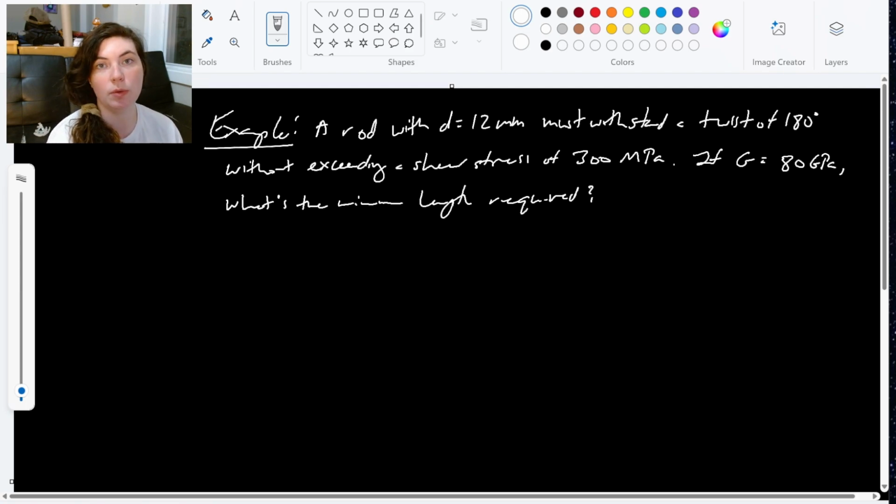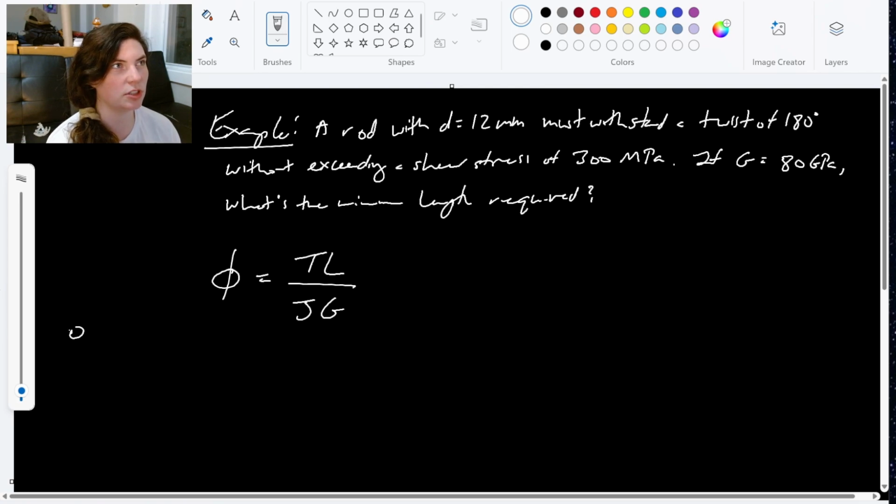So we can use that relationship that we just learned, right? Our angle of twist relationship. If we go ahead and write that equation, just for our reference here, TL over JG. And it just says a rod, like we're just going to assume that it's a constant rod, right? A rod with a constant 12 millimeter diameter. Gives us our shear stress, our shear modulus of elasticity, and we're trying to find this minimum length required.